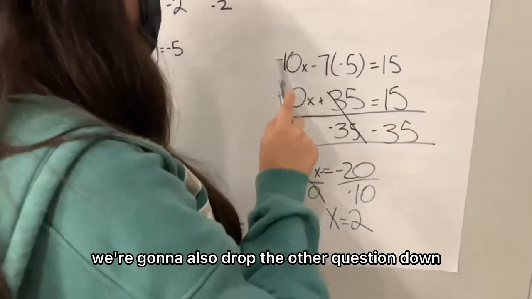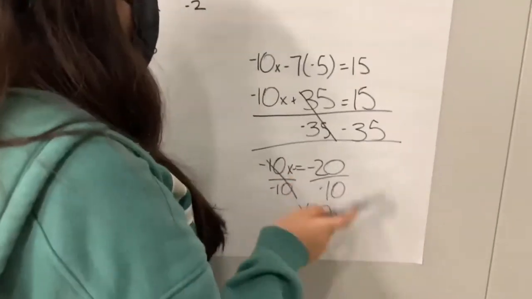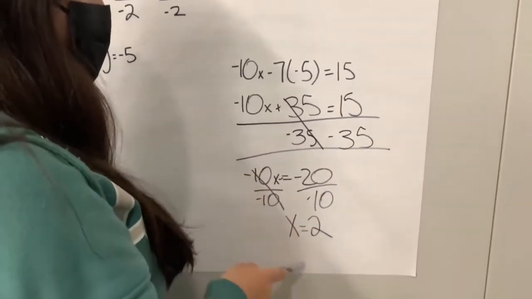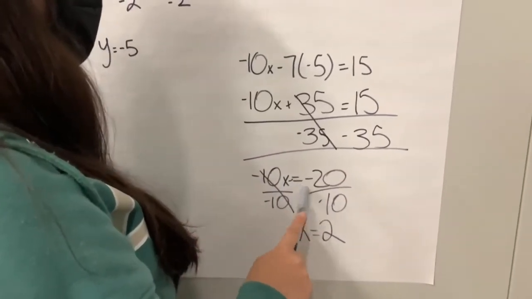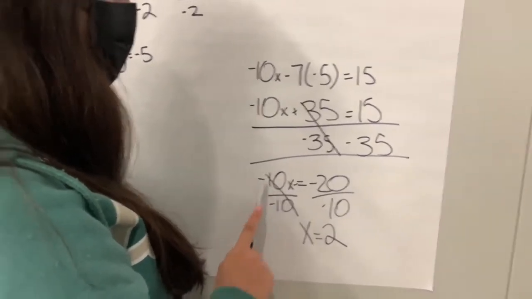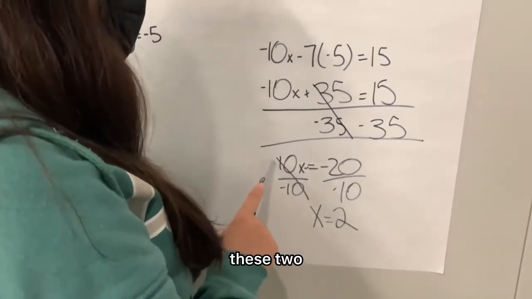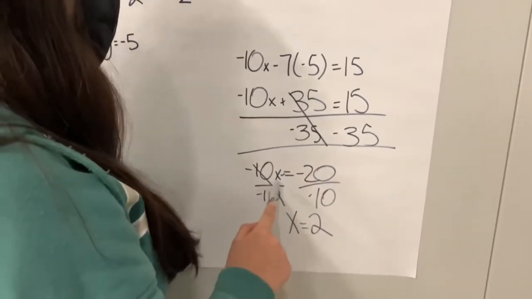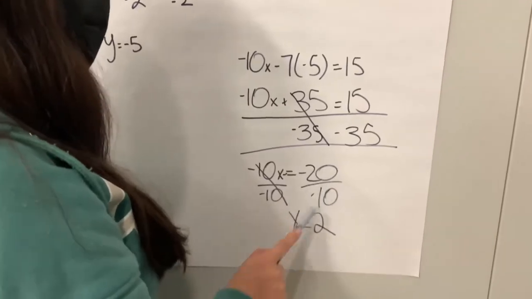So then from there, we're going to also drop the other equation down. And then from there, you're going to do negative 35 and negative 35, and then this cross out, which then equals to negative 10x equals negative 20. And then these two close out. These two cross out, okay. These two eliminate, and then this will equal to 2.